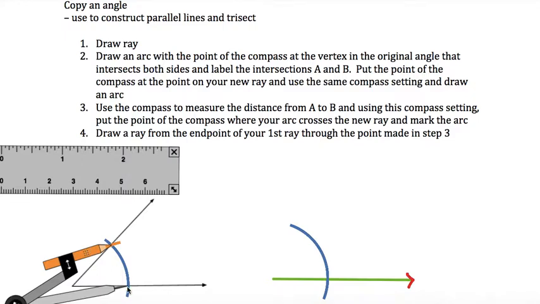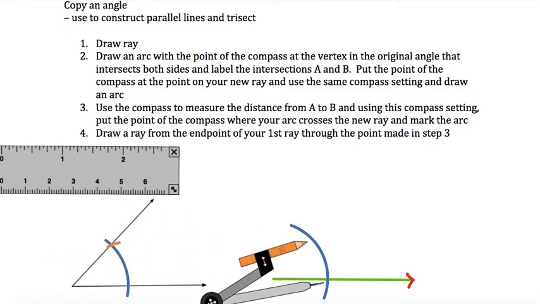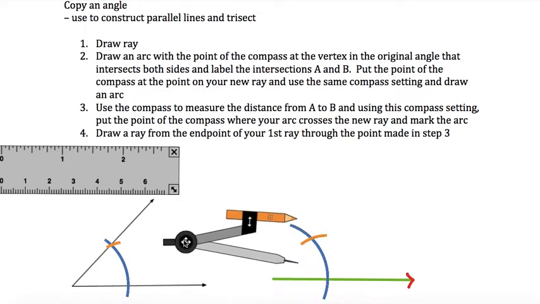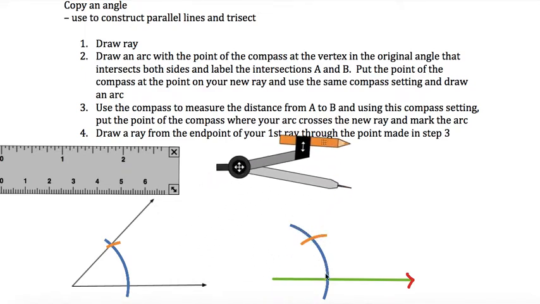Once I have this length set on my compass, I just move my compass over to the other line, and I want to put the point back on the intersection of our arc and our ray, and then create this arc so that it crosses, and that way it shows me how far these openings are apart. So it should be the same on both of these.